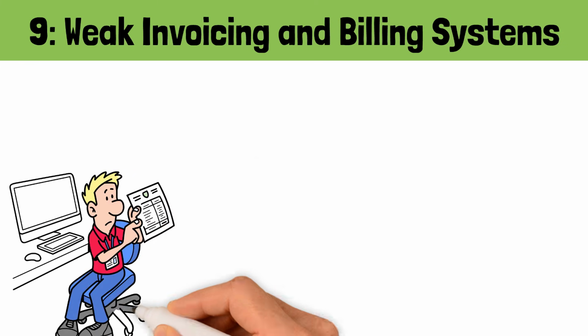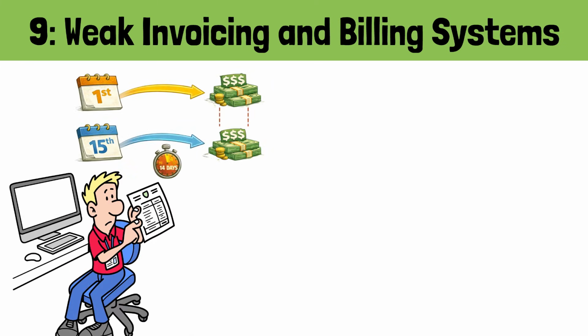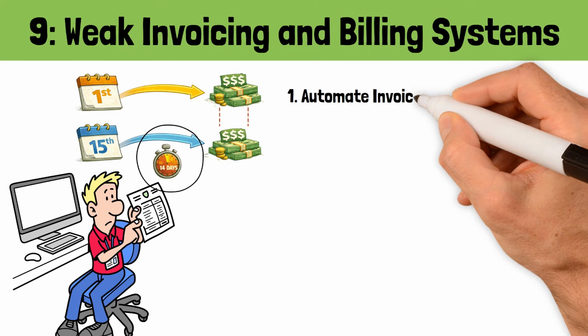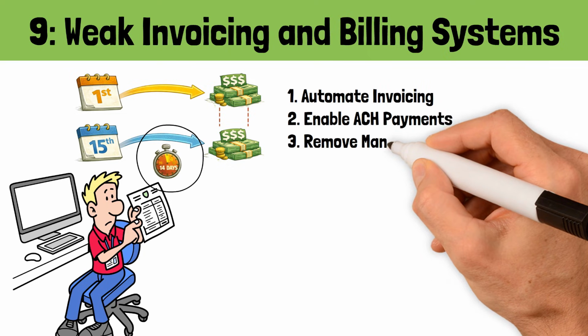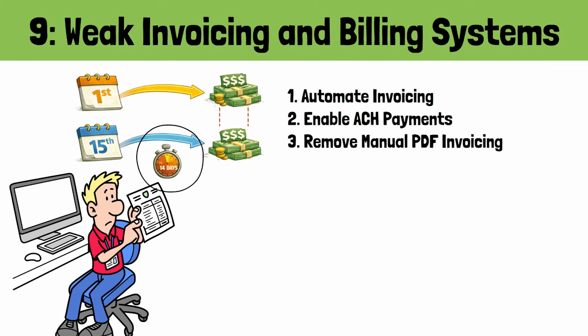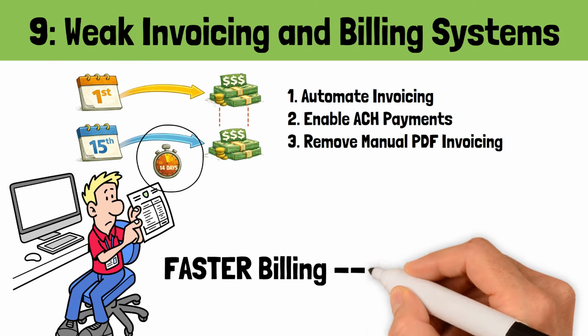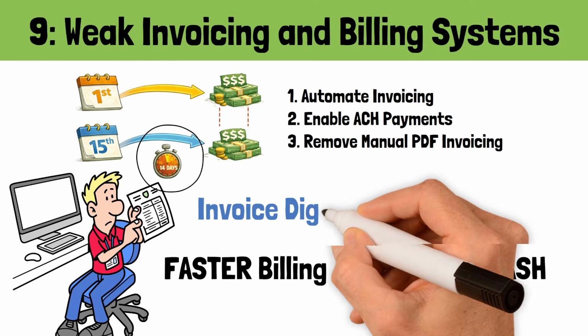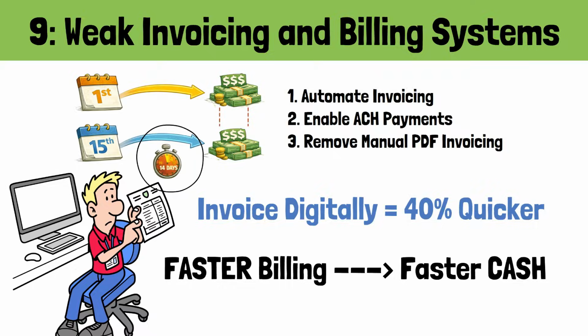Problem number 9, weak invoicing and billing systems. If invoices go out late, cash comes in late. When businesses invoice on the 15th instead of the 1st, they lose 14 days of cash timing. Automate invoicing on the first day of every month. Enable ACH payments and remove manual PDF invoicing. Faster billing equals faster cash. Companies that invoice digitally get paid up to 40% quicker.